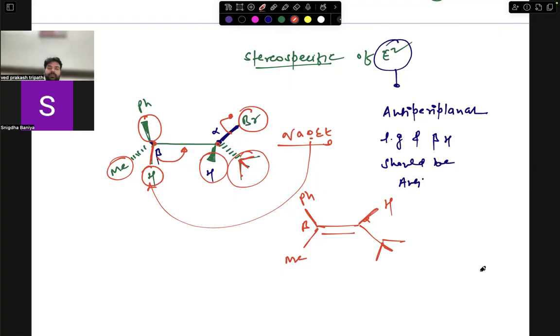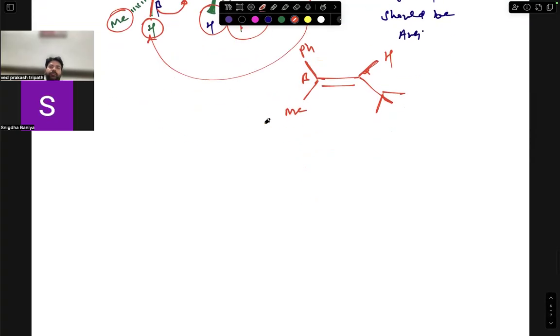So everything on the wedge goes to the same side, right? If it is not in the anti position, then you have to rotate the beta position to keep it anti, meaning opposite to the bromine. That is called the rotation technique. It makes sense. Now look at this one.